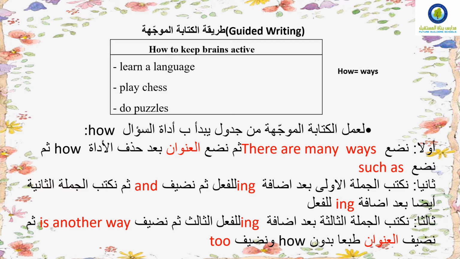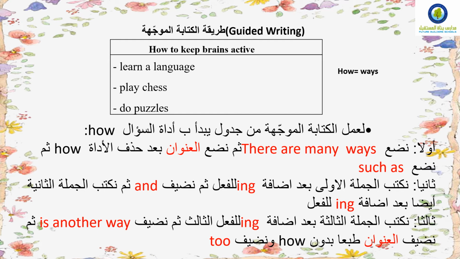Number 1, as you can see in red, you put there are many ways. Ways here instead of how, so you delete how and put ways. So we put there are many ways. Then you put the title. What is the title? How to keep brains active, but we deleted how, so we have there are many ways to keep brains active. Then you put such as.